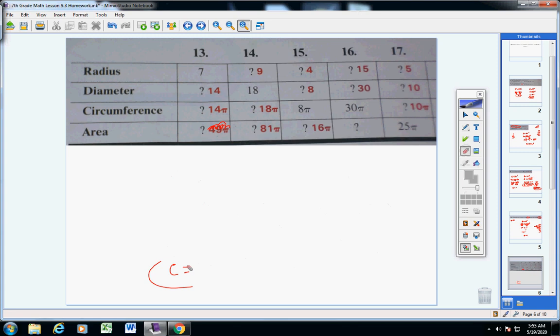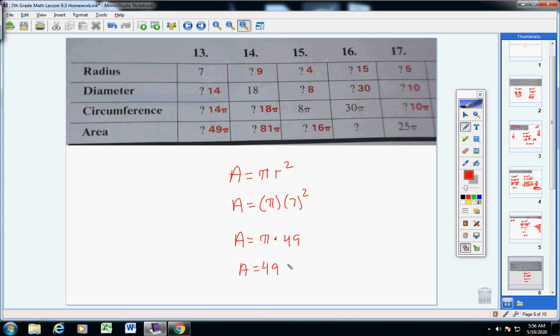Okay? Now, next, they want us to find the area. So, there we go. Leave pi, pi. Your radius is 7. 7 times 7 is 49. And 49 times pi is 49 pi. Units squared. Very simple. Alright, number 15.